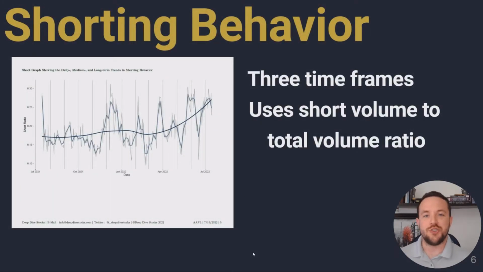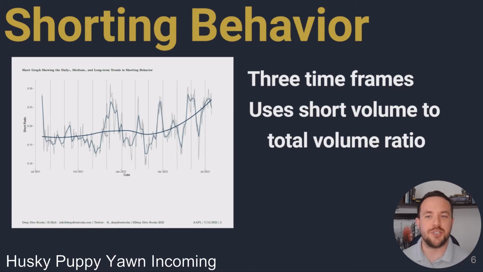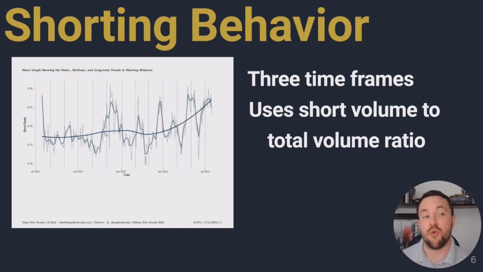The next graph is the shorting behavior, and we have three different time frames again on one graph. We have the light gray, which is the day-to-day shorting behavior, the light blue, which is the weekly shorting behavior, and then we have the deep blue, which is, again, the long trend for the shorting behavior. This way we can see if the current behavior of shorting matches the established behavior or even more long-term behaviors. It is important to note that the shorting ratio used here is the short volume per day divided by the total volume ratio.